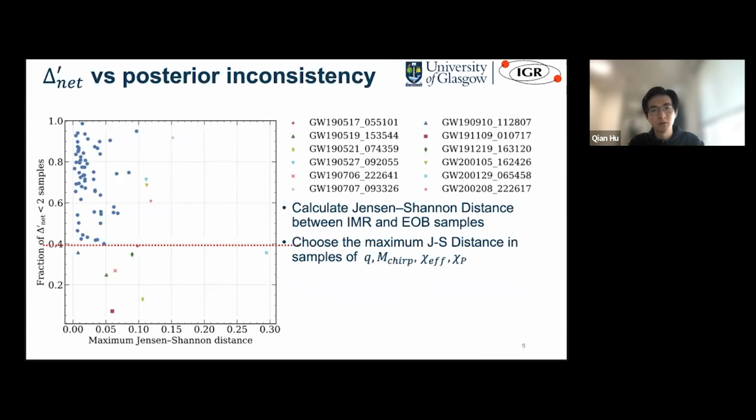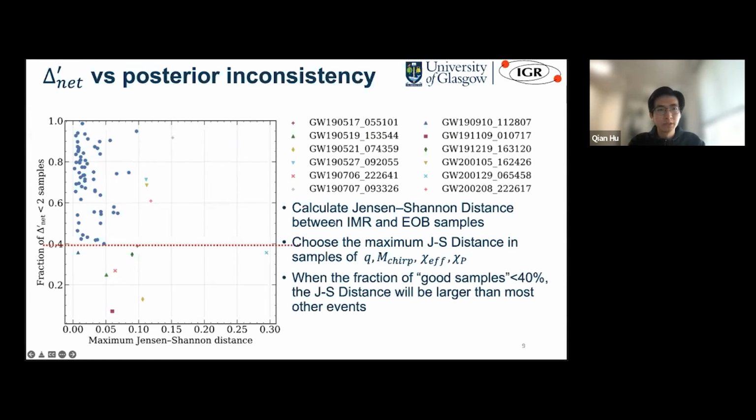So at last, we investigate the relation between the waveform difference and the consistency between posterior samples generated by different waveforms. We calculate the Jensen-Shannon distance between the IMR and EOB posterior samples. Here, the larger distance means less similarity between the 2 samples. And the distance is defined for one-dimensional samples, so we choose the maximum JS distance in these 4 physical parameters to represent the inconsistency. We can see when the fraction of good samples is less than 40%, the JS distance will be larger than most other events.